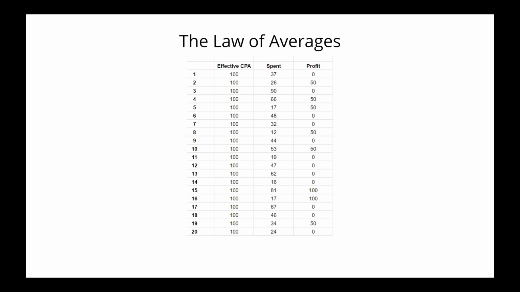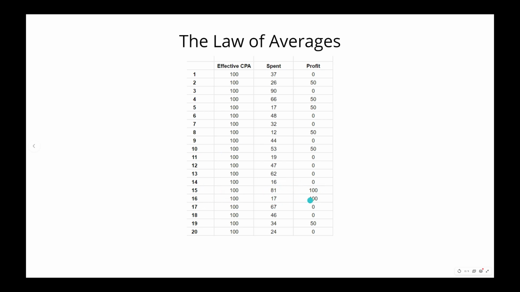We also got some conversions on other widgets. Widget 2 is performing well. It looks like 26 spent, 50 profit. Widget 4 has a small loss, but did get a conversion. None of the widgets did hit the effective CPA yet, so we don't have to cut anything. Widget 15 is doing pretty good.